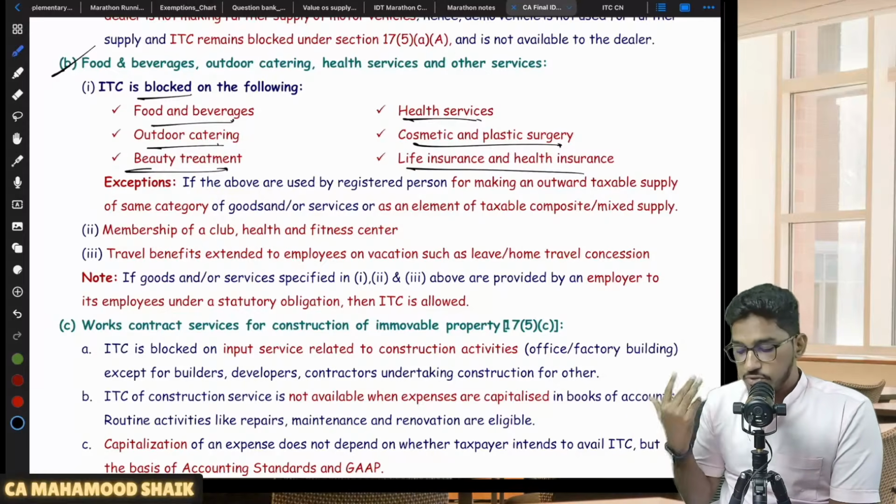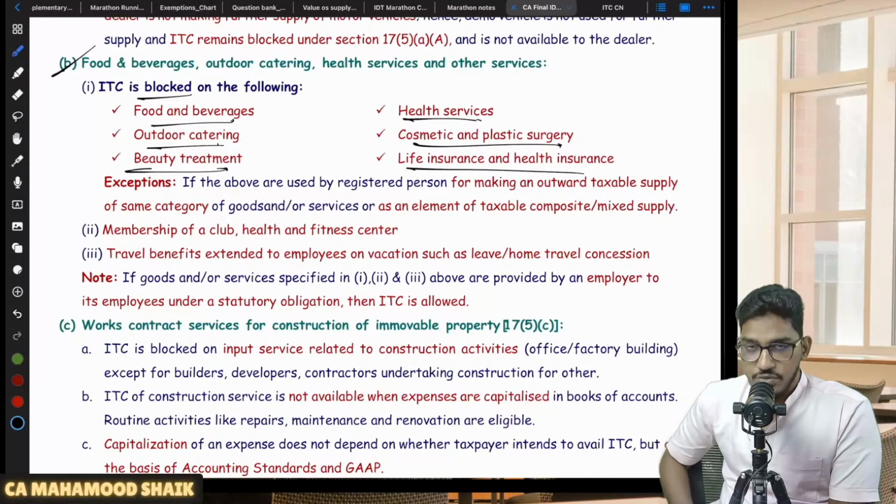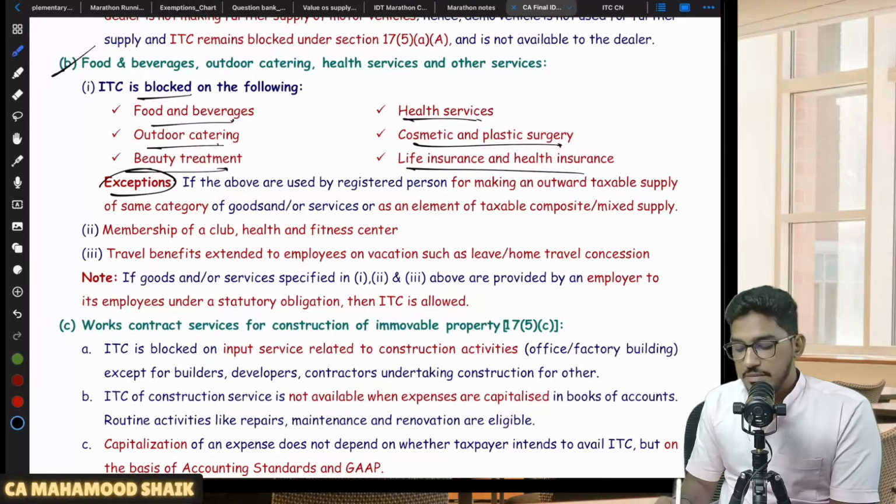So what is that list? You tell me. Food and beverages, outdoor catering, beauty treatment, health services, cosmetic and plastic surgery, life insurance and health insurance. If anyone is availing these services, ITC will be blocked on them. However, exceptions are there. That means in some cases ITC will be available on these services.